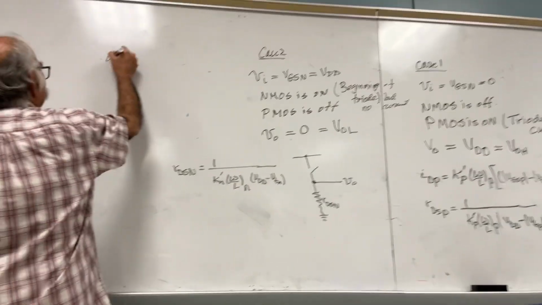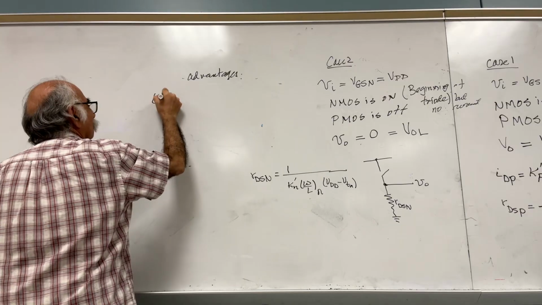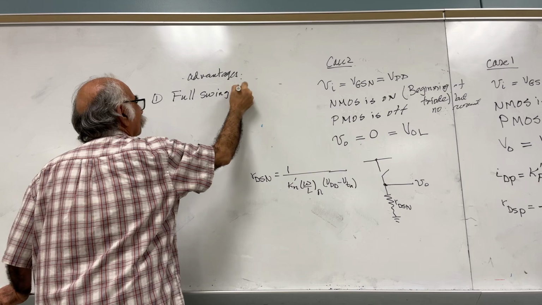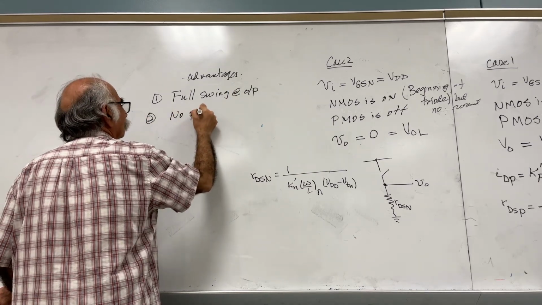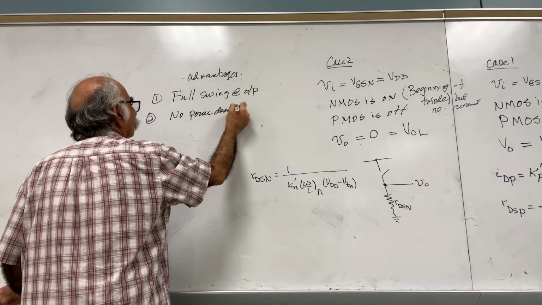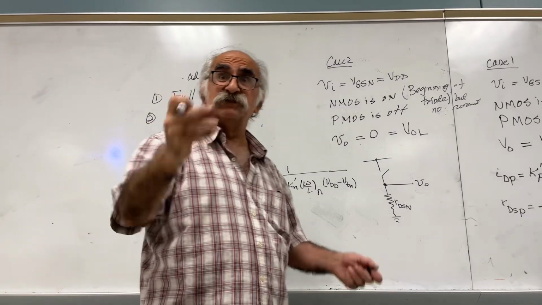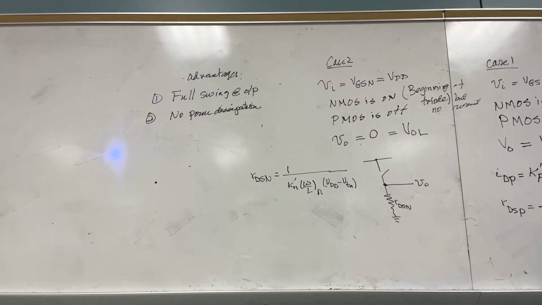So, the advantages. First one, full swing at the output. Second, no power dissipation. Why is this one important? Because inside the chip we are going to fabricate millions and millions of these transistors. This one tells you there is no power dissipation or very little. Did you get it or not? Yes.